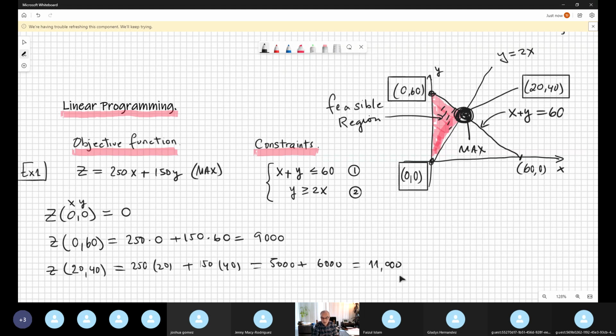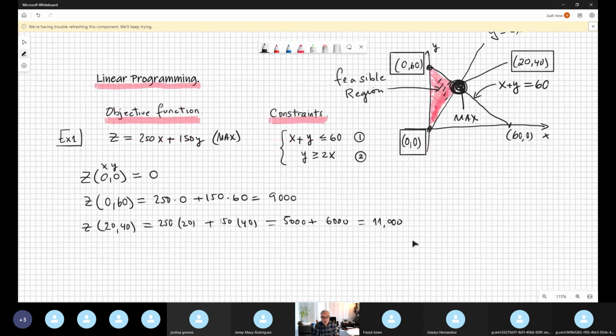So what's the answer, Professor? The answer is, we have a maximum equal to 11,000. I don't know if it's dollars, it's dollars. You put the dollar sign. And this maximum occurs at the point 20,40. Okay, in conclusion, x is 20 and y is 40.